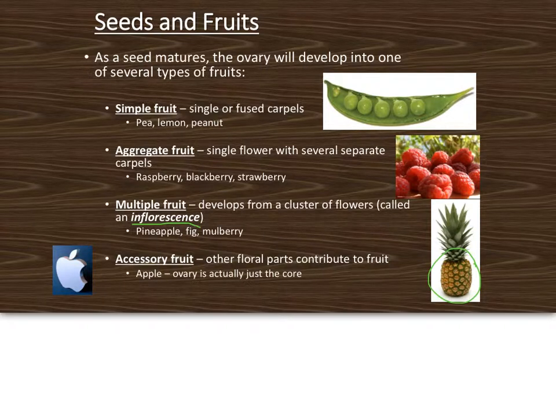Then the last thing is an accessory fruit. There are actually a lot of accessory fruits. Accessory fruit means that other floral parts contribute as well. So if you look at an apple, the ovary is actually just the core of that apple. The other parts of the apple, the parts that you would eat, actually come from other parts of the flower, and so it requires more than just the ovary left over to form an accessory fruit.